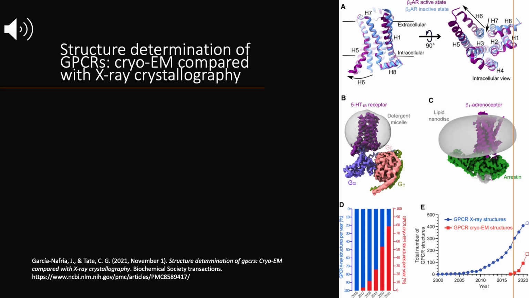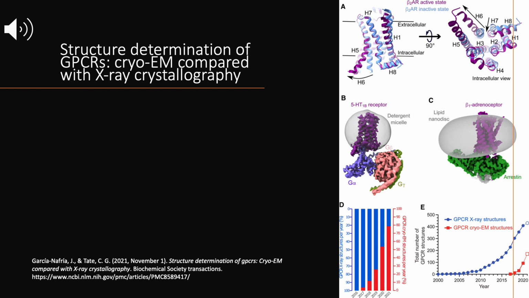This last structure is from a manuscript entitled Structure Determination of GPCRs, Cryo-EM compared with X-ray crystallography. In this article, it takes a look at G protein coupled receptor structure and compares the structures that were created from X-ray crystallography and Cryo-EM.